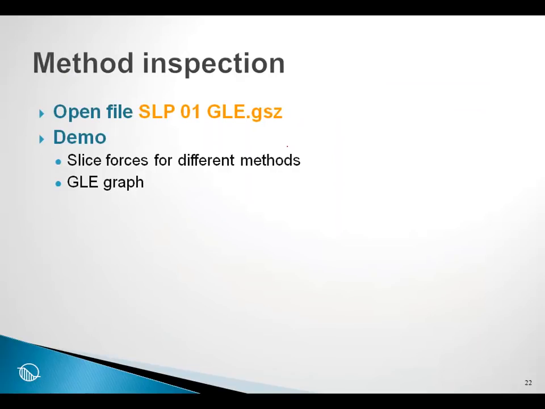Let us then inspect the differences between some of the methods. We can demo this by opening up SLP01, and we will start with Spencer's method and look at the various assumptions inherent in the ordinary, Bishop and Janbu methods, and then we will create a GLE plot to show you how this is done. Let us go then to GeoStudio and open up file SLP01.